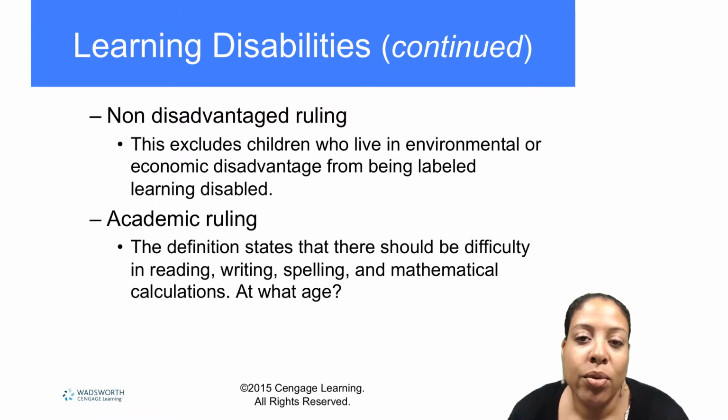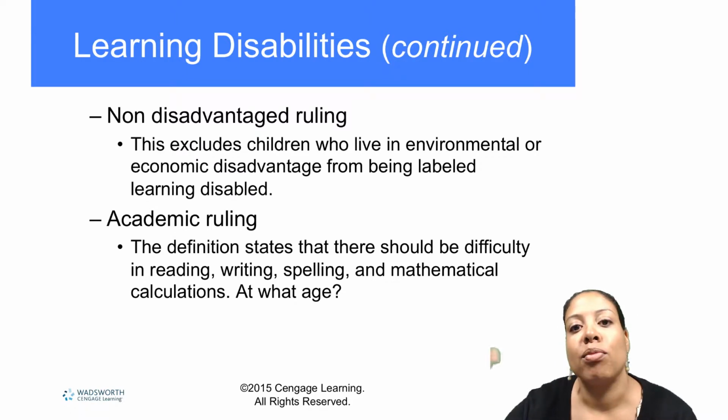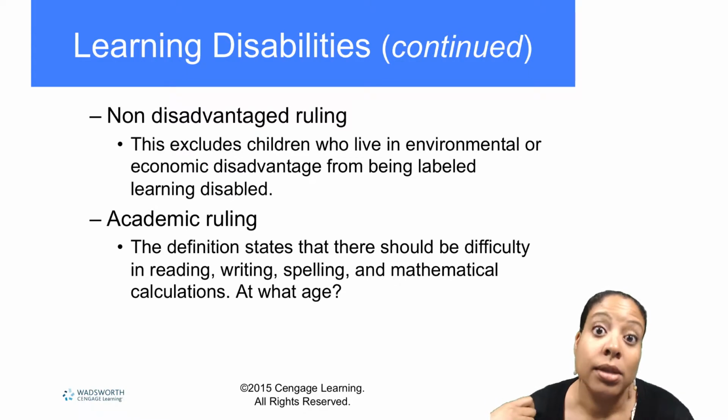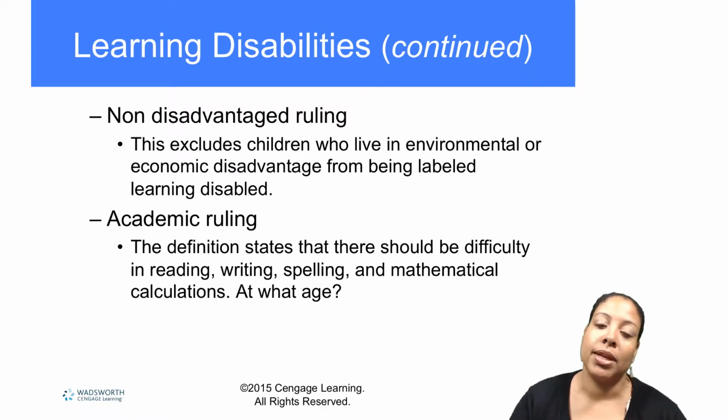So, in other words, because research shows that there are other factors that can contribute to children's academic success or challenges with academic achievement, then we have to try to remove those variables from a diagnosis or a label of learning disabled, having a learning disability.